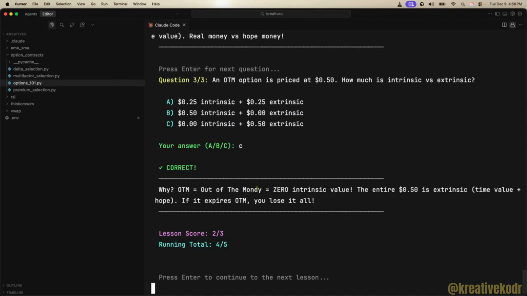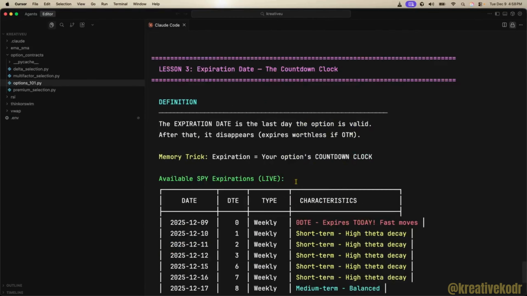Good job. Why do out of the money contracts have 0 intrinsic value? The entire 0.50 is extrinsic, time value plus hope. If it expires out of the money, you lose it all, right? All right, let's keep it rolling.